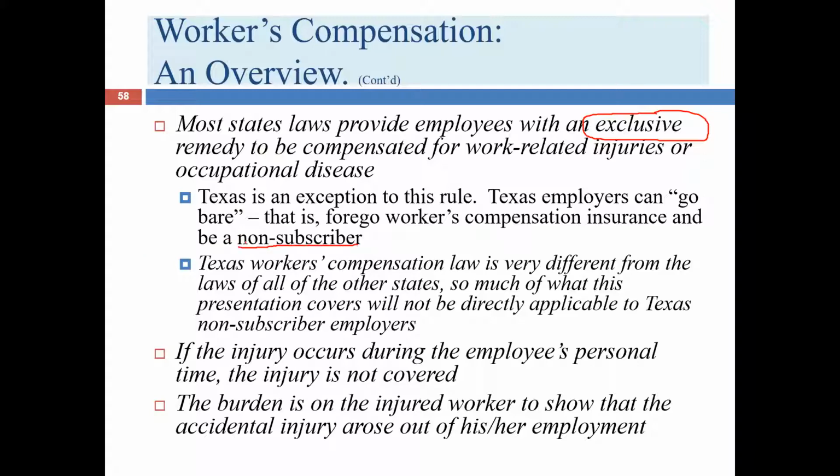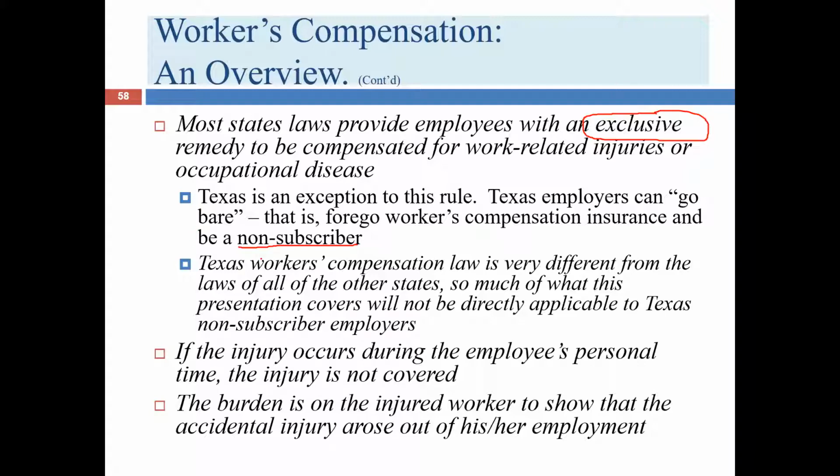And we describe these employers who go bare as non-subscribers. This is a relatively new thing in Texas. I mean, not super new, but it came up in the early 1990s. It's been around in Texas for quite a while, but it hasn't really caught on in other states. It's very, very popular in Texas amongst employers, though. I would say that more employers than not have chosen to be non-subscribers.